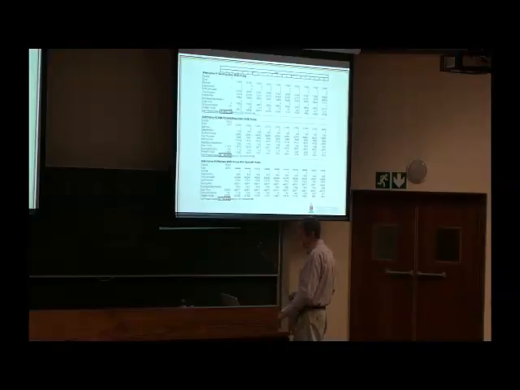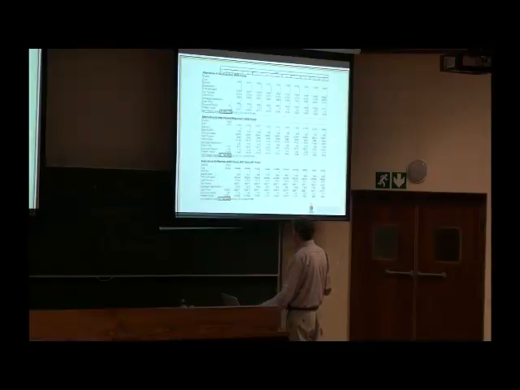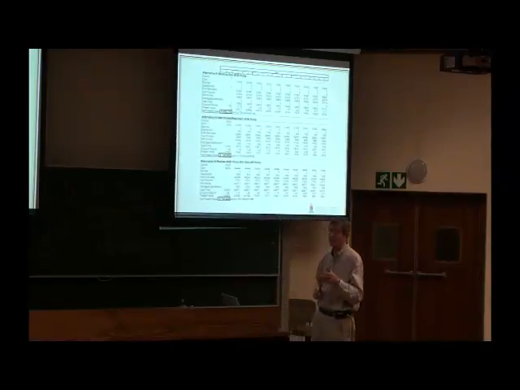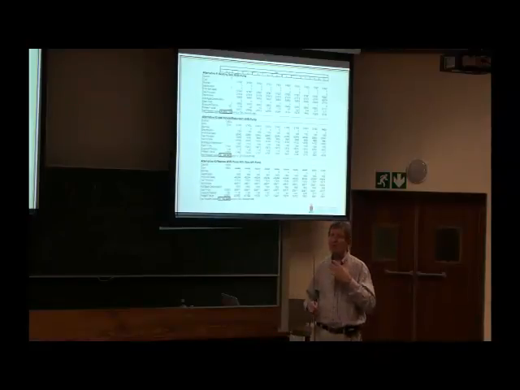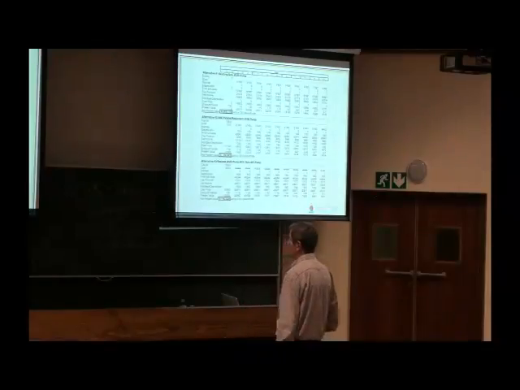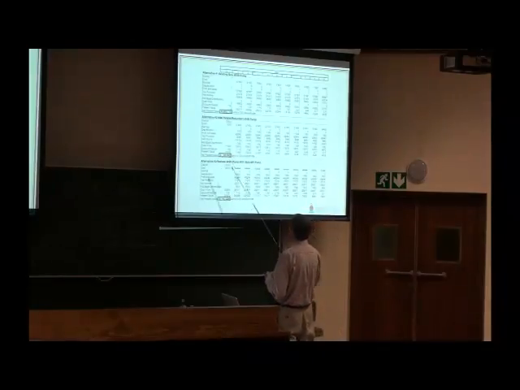So based on these alternatives, adding the ANSI pump in parallel looks more attractive based on the net present value at the 12% discount rate. You saw that one had the least negative net present value. Remember, this is just cost figures, so that's why it's negative. In other words, there's no profit involved. It's cost that you pay out. But that is the least expensive one. Is that the best one?